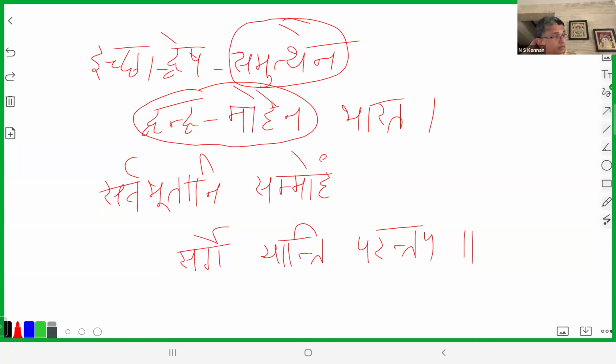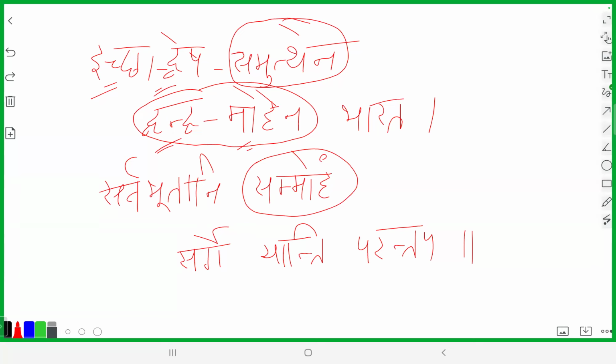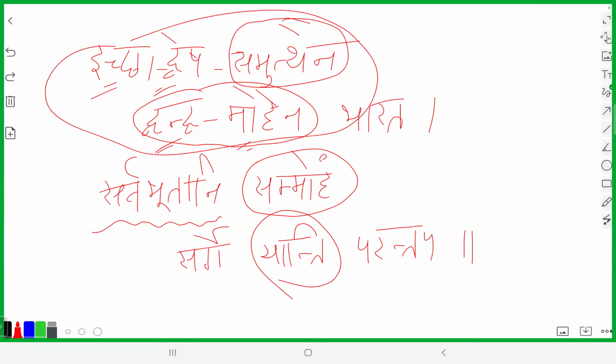With ichha, with dvesha, right? With the presence of ichha and dvesha, with the presence of dvandva and moha, right? So where do they go? They go to complete sammoha, complete moha, complete confusion. Sarva bhutani sammoham yanti. All living creatures go to sammoha, total confusion.